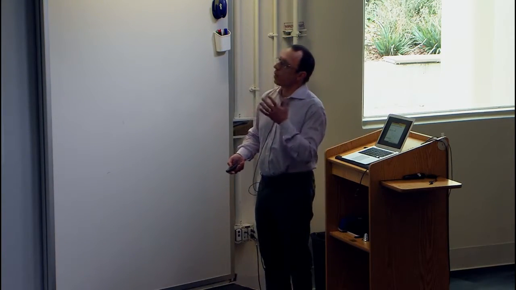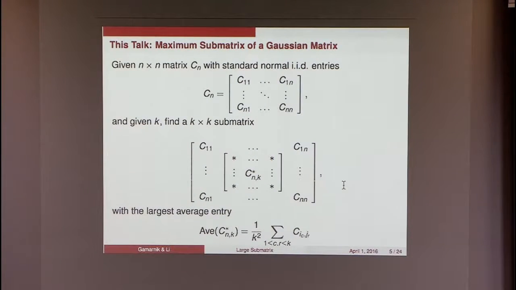Okay. So here's the problem that I would like to consider today. It is the problem of finding the largest, in the average sense, submatrix of a Gaussian matrix. The problem is very simple to state. We have an n by n matrix with IID standard normal entries. Why normal? Almost for historical reasons, because people have looked at that before, so we decided to look at it. But you can replace it with other distributions and study it at your leisure and see if similar things show up. You have a fixed parameter k.